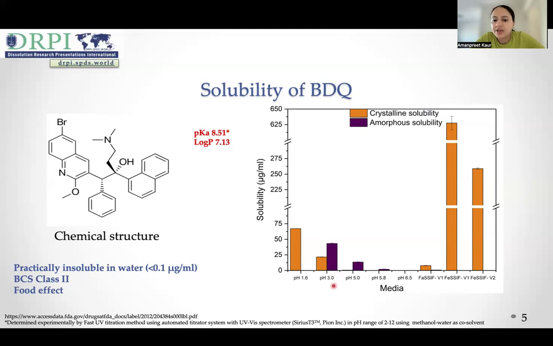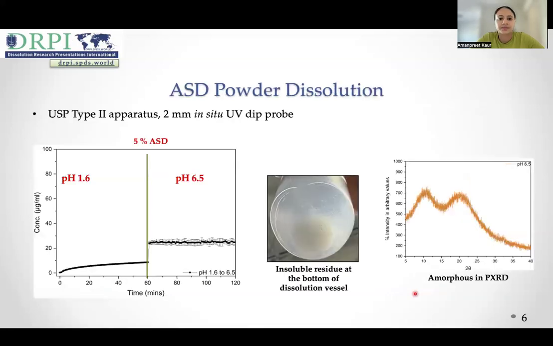At pH 3, bedaquiline has an amorphous solubility of around 45 microgram per ml, which drops down to just 0.6 microgram per ml at pH 6.5. We prepared ASDs of bedaquiline and HPMCAS using solvent evaporation method. 5, 10, 20, and 30% drug loading ASDs were confirmed to be amorphous from modulated DSC and PXRD analysis.